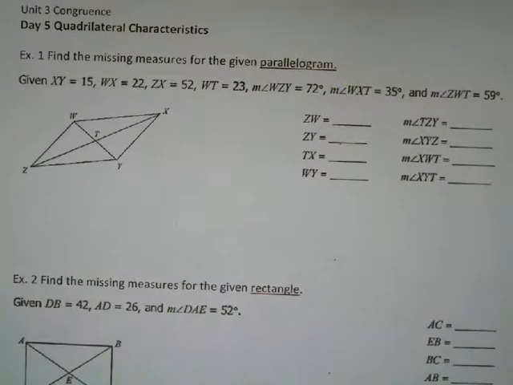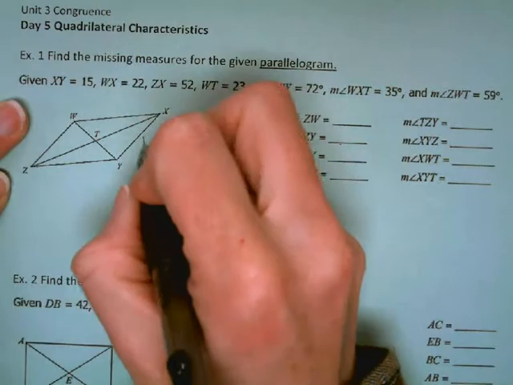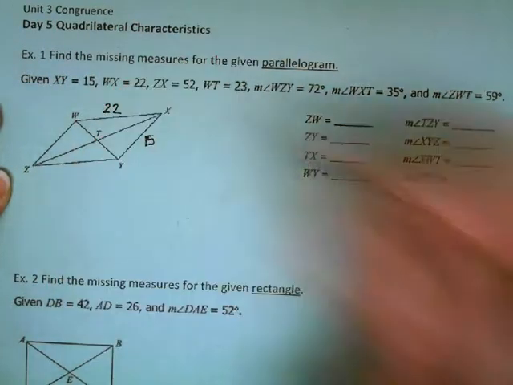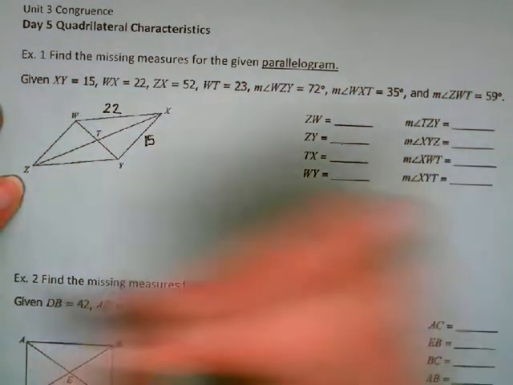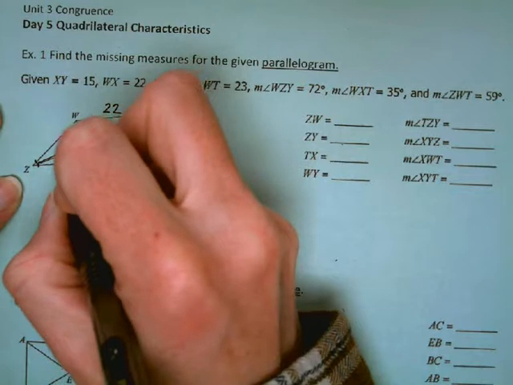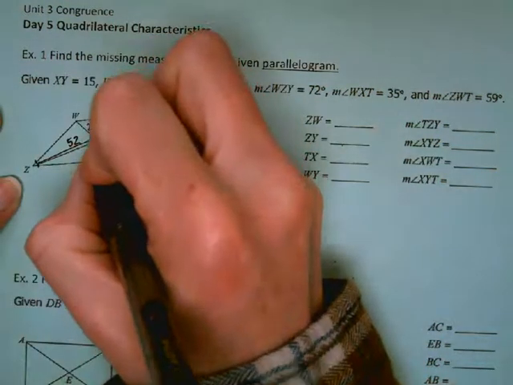So now we're going to apply these problems, not algebra today, but just finding values, finding angles, finding segments, things like that. So let's take a look and fill in some of the things that they gave us. They gave us XY is 15. They gave us WX is 22. VX, the whole length from here to here, is 52. And WT is 23. Lots of numbers here.